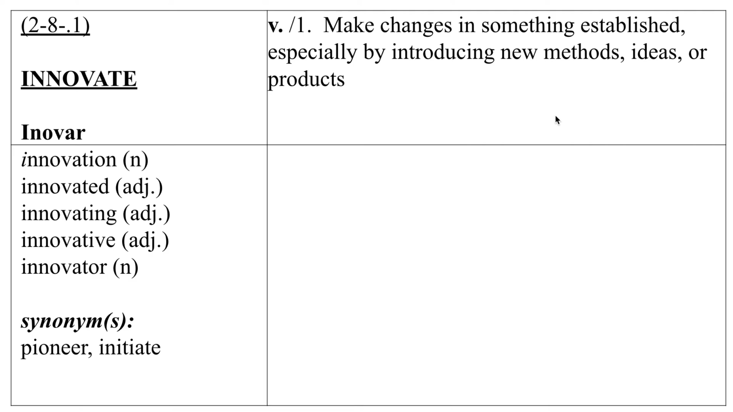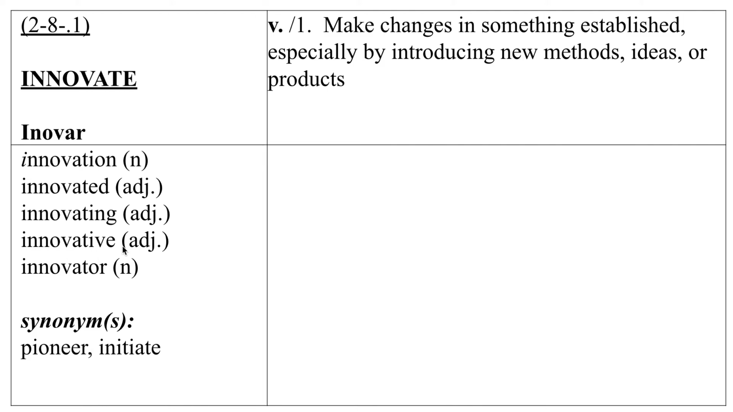And so, as I said, the Spanish translation is innovar. There are many word families here. Innovation is the process of making changes and making things in new ways. Innovated, innovating are adjectives with the ed and ing endings. Innovative, this is a good one to know.